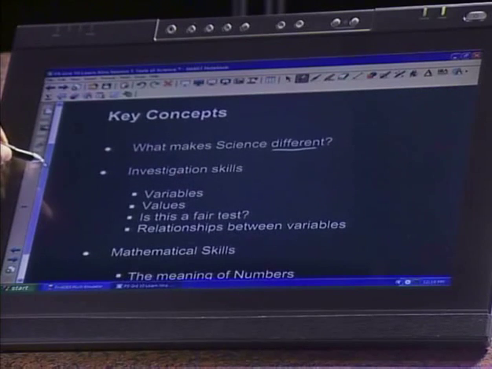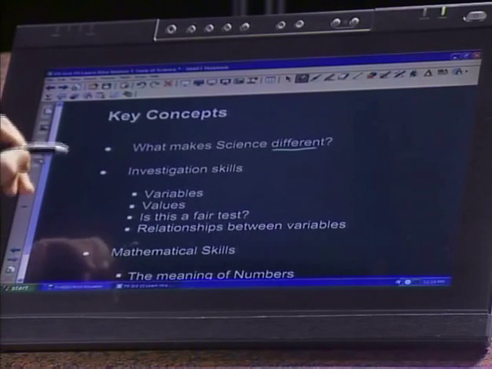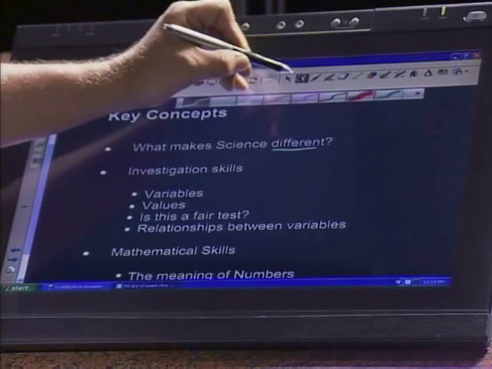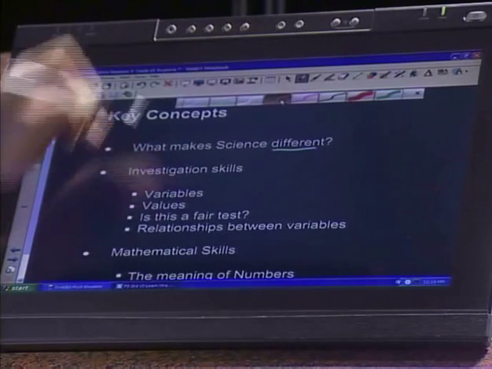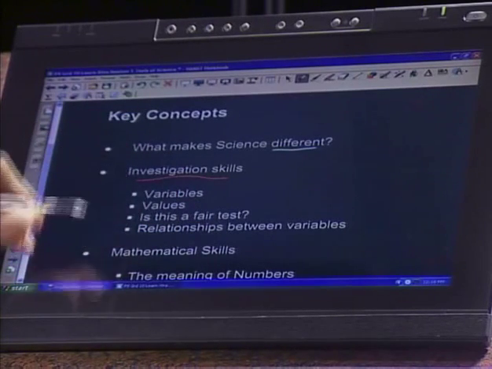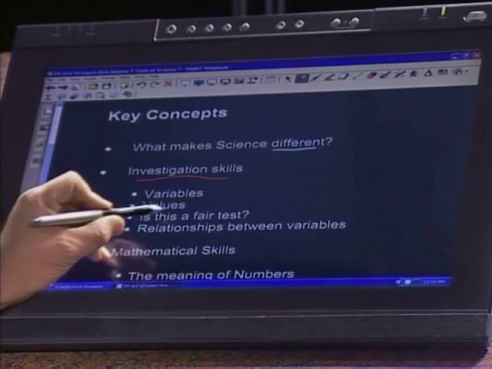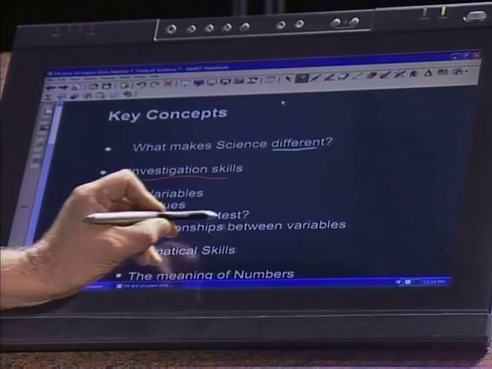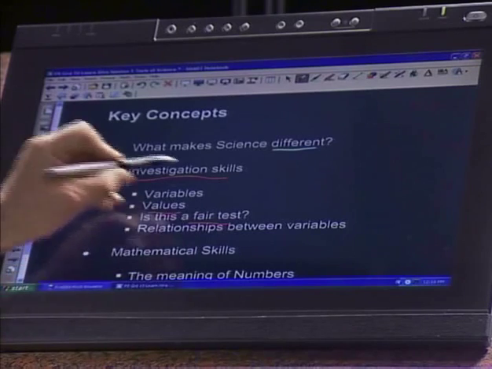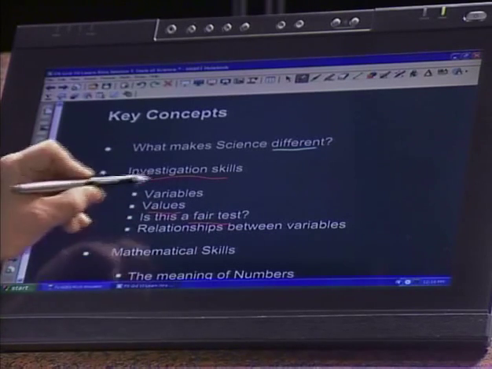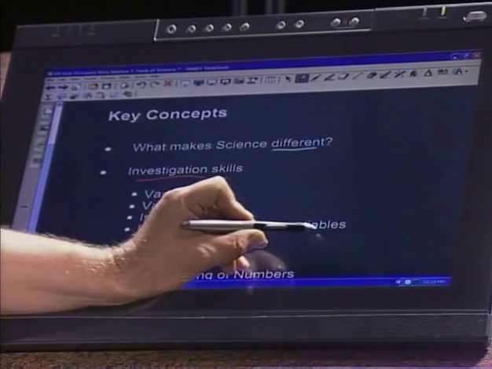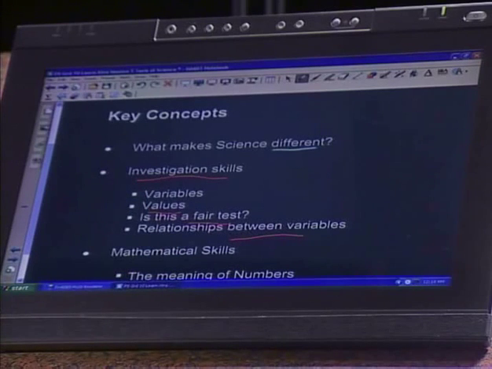The second thing that we want to look at is, as we distinguish the differences that we get in science, we want to take a look at important skills. In other words, investigation skills. We're going to be talking about what are variables, what are values, and what is a fair test. In other words, what's the relationship between variables, and how can we come to some conclusions about the relationships between variables?